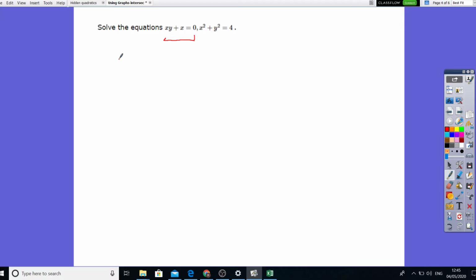So I've got xy plus x is equal to 0. If I take that to the side, this is going to be minus. No, that's not going to be great. Let's just factorize this at the moment. Let's just say that it's the same as x times (y plus 1) equals 0.